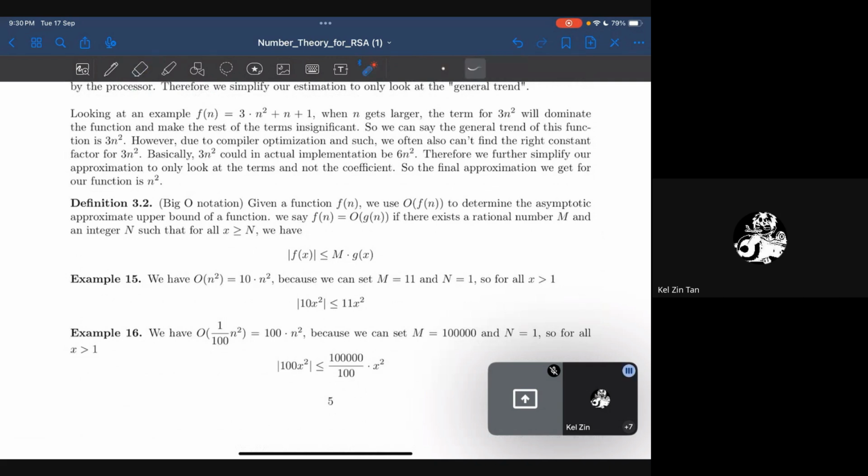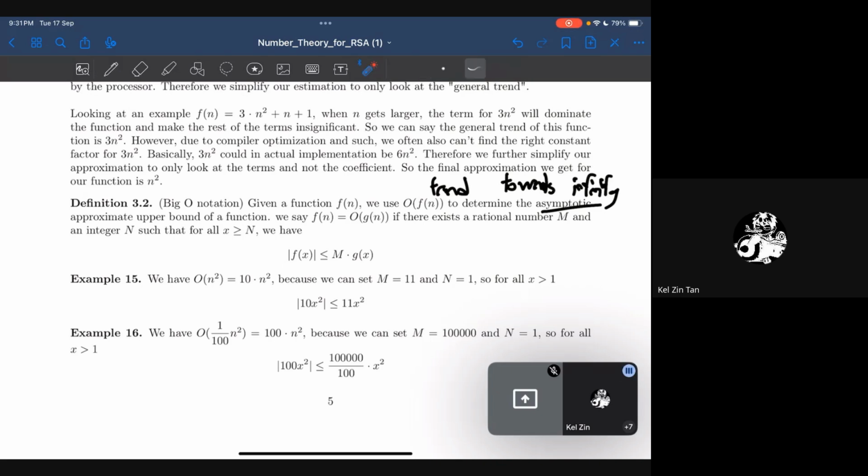So now we have to introduce something that we often see when we are doing algorithms, which is the big O notation. And we are going to look at this slowly. Let's say I have a function f(n), which is my counting function. We use this notation, big O of f(n), to determine the asymptotic approximate upper bound for a function. Here I want to note that asymptotic means towards infinity. It basically says that if your n is very, very large, then what is your general trend?